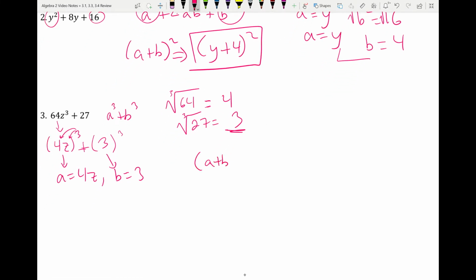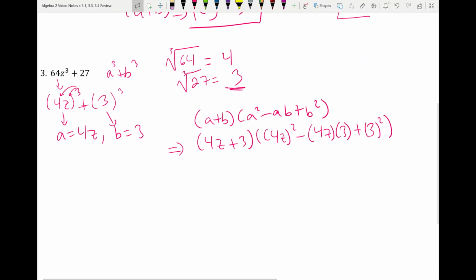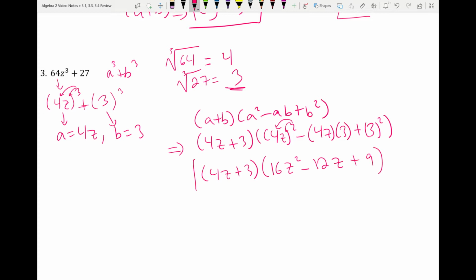So a plus b, a squared minus ab plus b squared. So if we do that, we get 4z, a is 4z plus b is 3. We got 4z squared minus 4z times 3 plus 3 squared. We just got to simplify a little bit. So we got to distribute a squared. 4 squared is 16. And then distribute the squared to the z, so that'd be z squared. 4 times 3 is 12, so it's minus 12z. And then 3 squared is 9. And that's our guy.